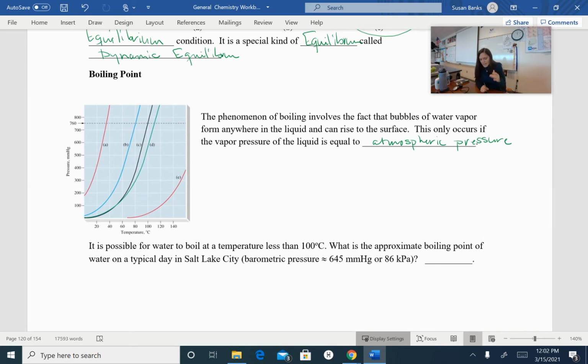It is possible to boil water at a temperature less than 100 degrees, though. I just have to lower the atmospheric pressure, or the pressure around that liquid. Okay, so what's the approximate boiling point of water on a typical day in Salt Lake City? Okay, normal boiling point is 100 degrees Celsius. Now, normal means normal pressure.